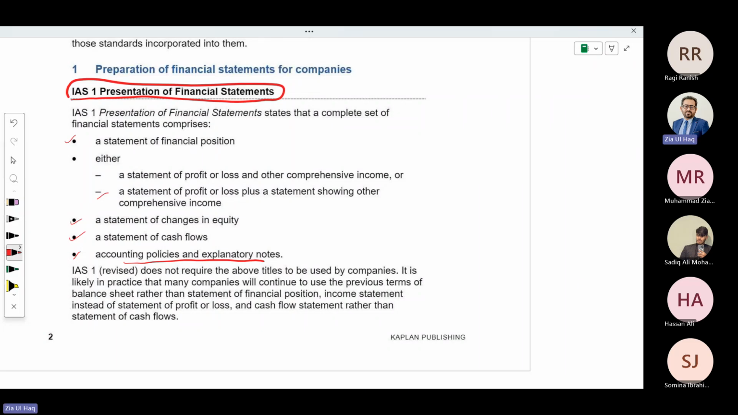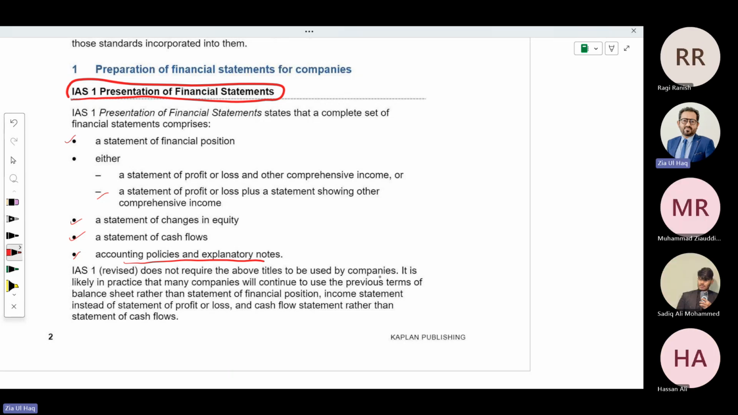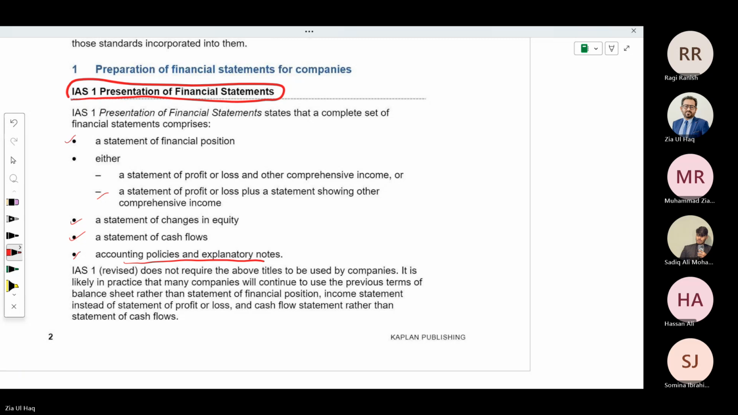IAS 1 revised does not require the above titles to be used by companies. Company need to prepare these five parts of financial statements, five component financial statements, but some companies might be previously using the word balance sheet instead of statement of financial position, using the word profit and loss account instead of a statement of profit and loss account. So companies can use those names. It is not necessary they need to use these names.